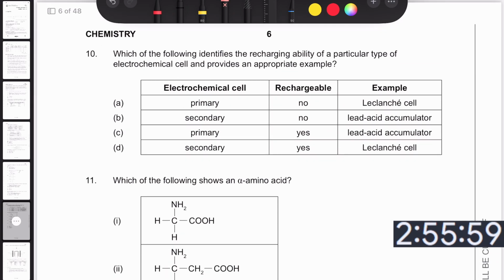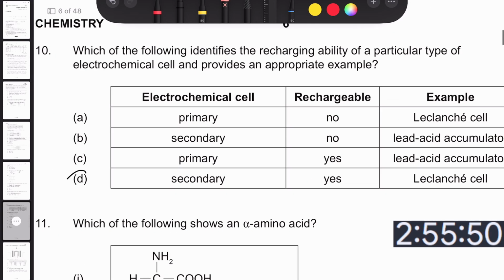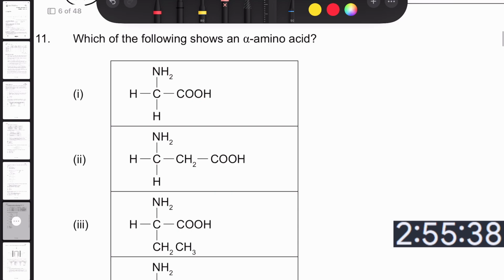Which of the following identifies the recharging ability of a particular electrochemical cell and provides an appropriate example? So it is secondary cells that are rechargeable. Lead acid accumulator. Okay, which of the following shows an alpha amino acid?